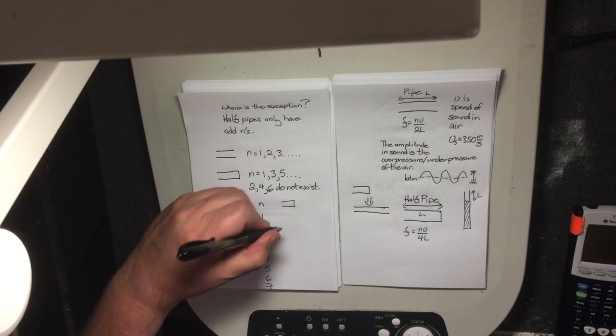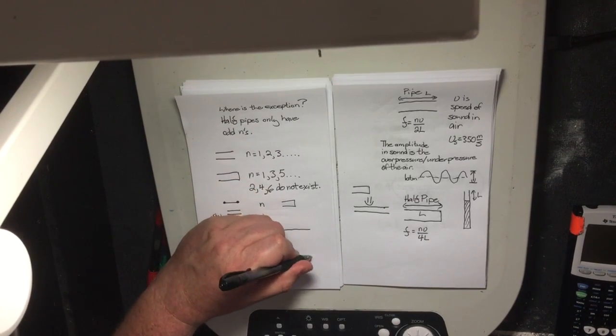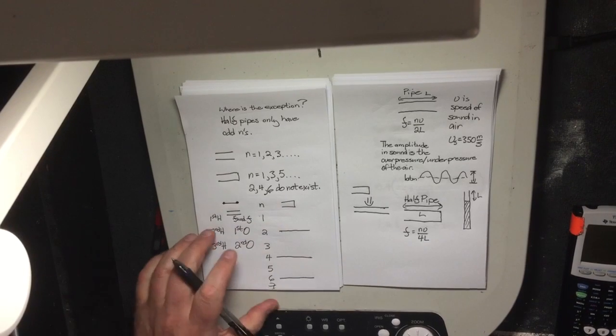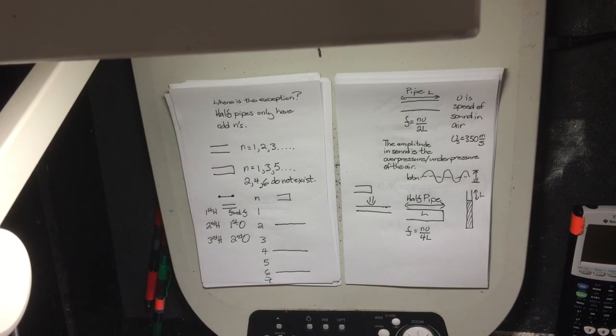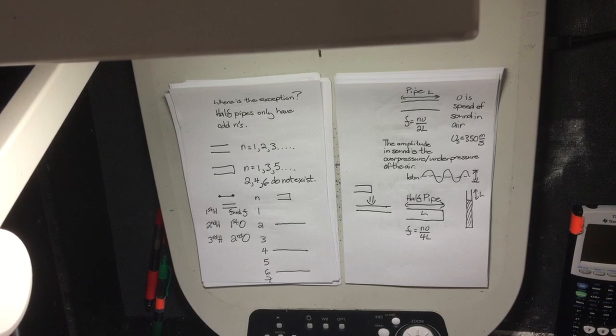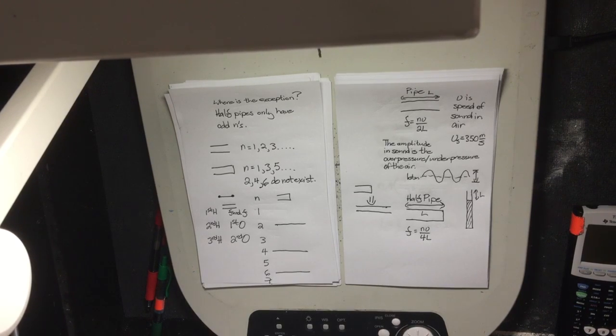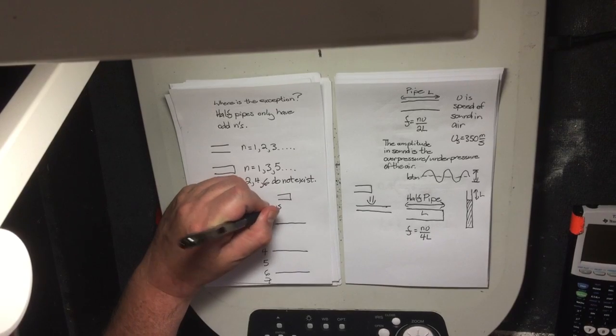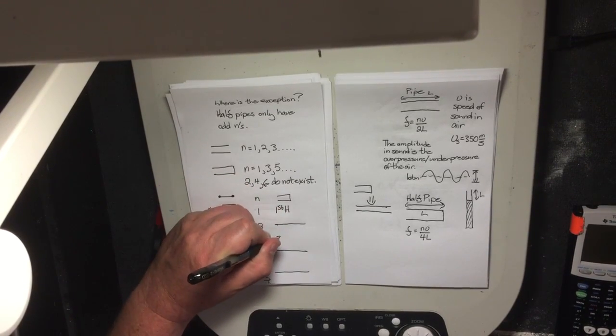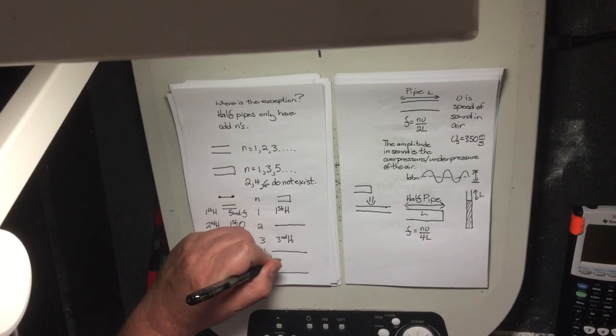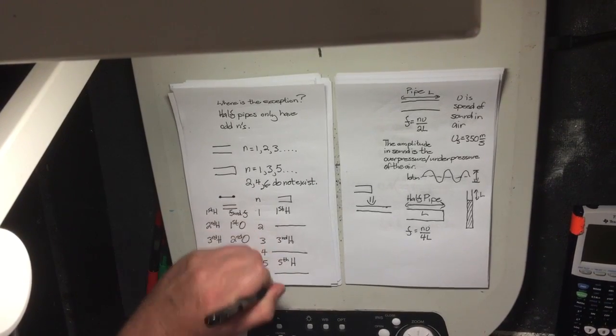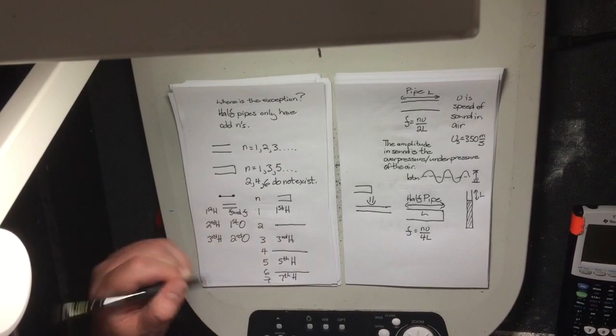For a half pipe, the evens don't exist. There are multiple choice questions that say, given a pipe closed at one end, what is the frequency of the fourth harmonic? Answer, there is no fourth harmonic. Even harmonics do not exist for a pipe closed at one end. So harmonics go first harmonic, third harmonic, fifth harmonic, seventh harmonic, etc.